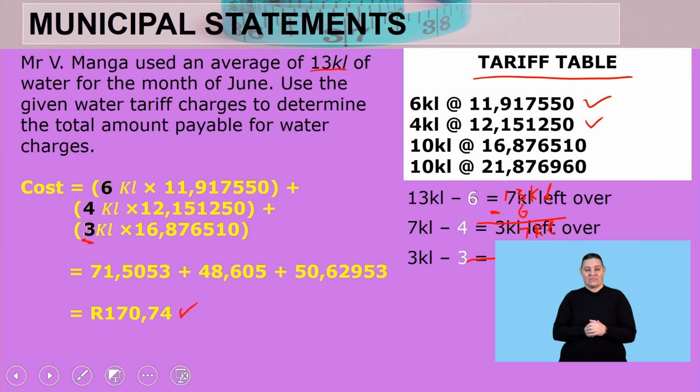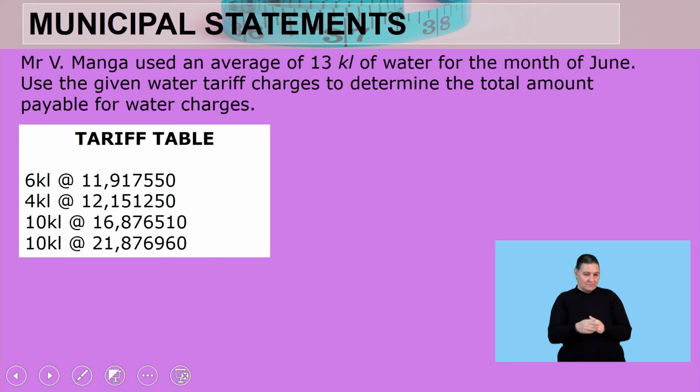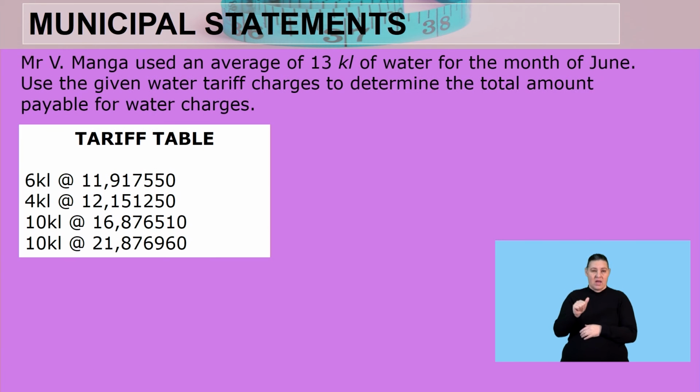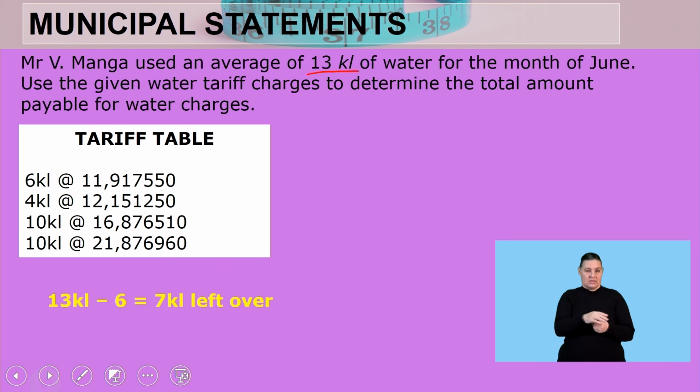Ooh, looks like I worked this out already. There we go. 13 kiloliters minus the 6 gives us 7 kiloliters left over, 3 kiloliters left over, and finally, we've charged them. All right, there we go. Mr. V. Manga used an average of 13 kiloliters of water for the month of June. Use the given water charges to determine the total amount charged.